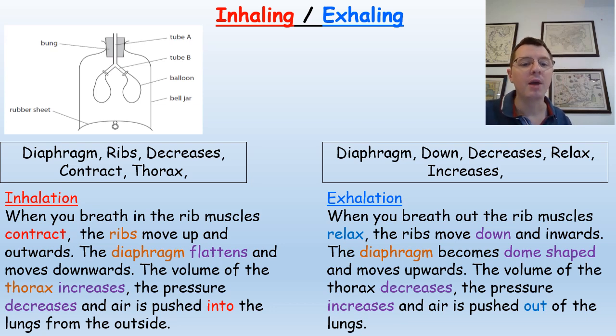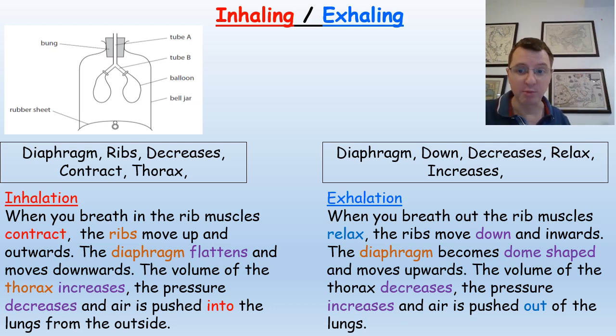When you breathe in, the rib muscles contract, the ribs move up and outwards, and the diaphragm flattens and moves downwards. The volume of the thorax increases, the pressure decreases, and air is pushed into the lungs from the outside. Some people think that the lungs suck air in, they don't. They just create a very low pressure so that air gets pushed in, high pressure to low pressure.